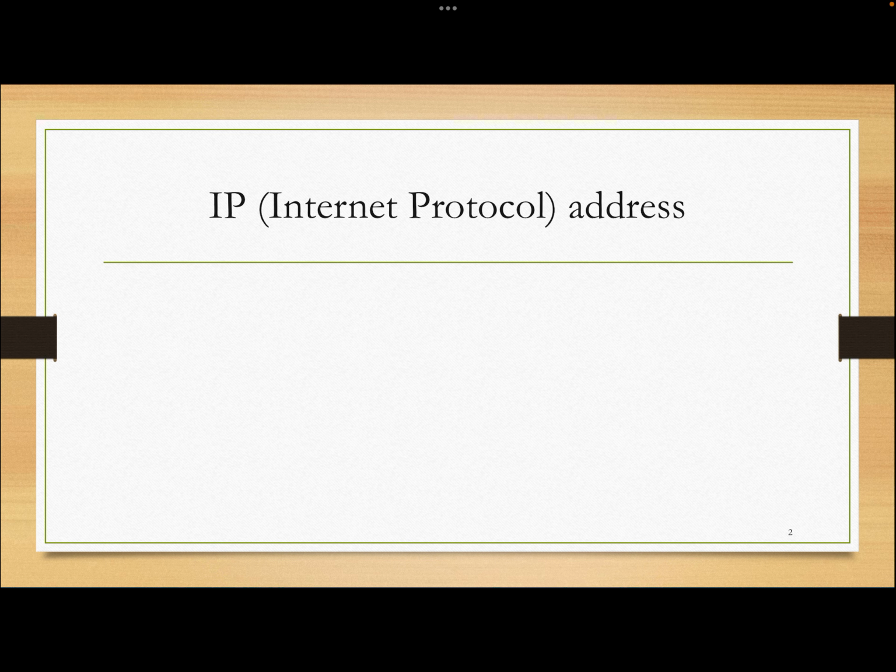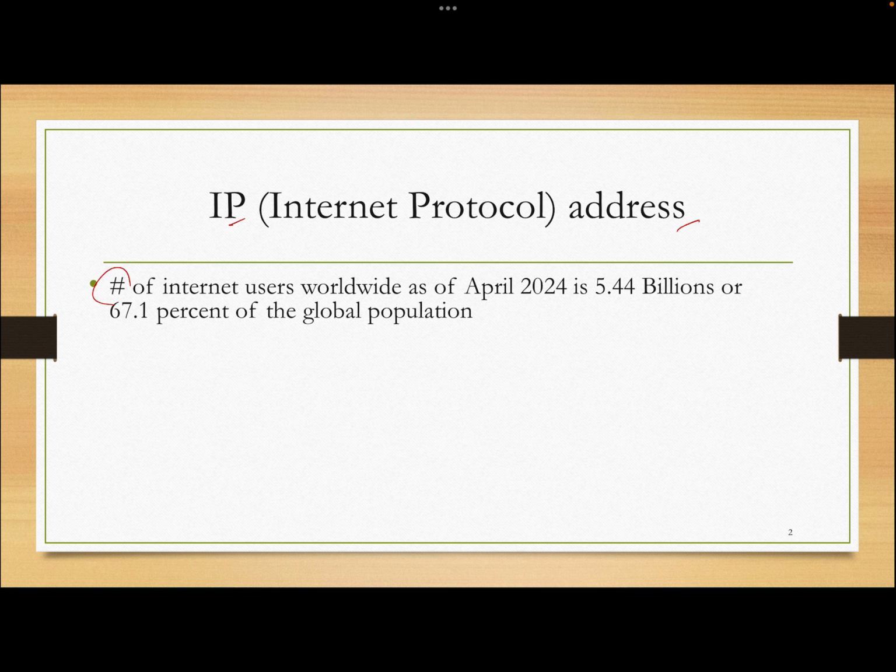Just like we talked about the IP address, the Internet Protocol address. The number of Internet users worldwide as of April 2024 is 5.44 billion users. It's about 67.1% of the global population. So everyone is using the Internet, and I believe you have the Internet, right? In order to access my YouTube video, you must have an Internet device that can access the Internet, right?